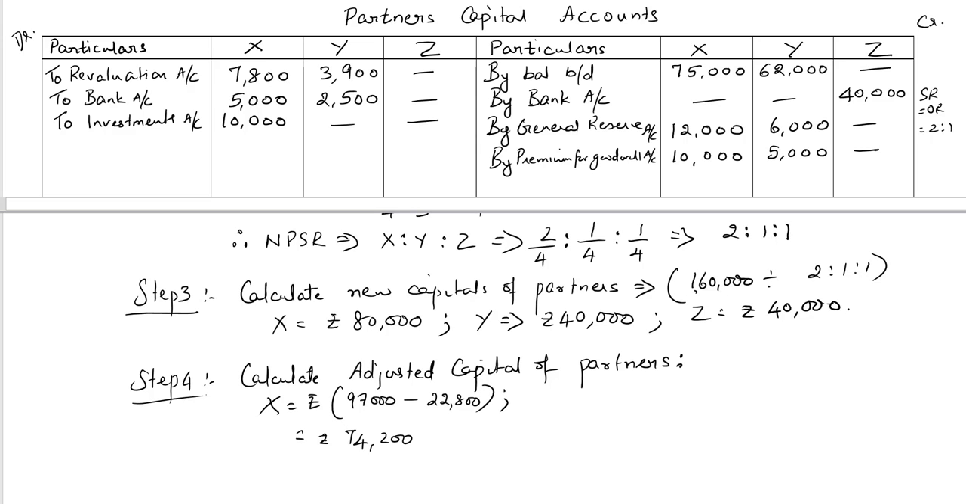In the case of Y, the total of the credit side 73,000 rupees minus the total of the debit side 6,400 rupees, which comes up to rupees 66,600. And as for Z, it remains as rupees 40,000.